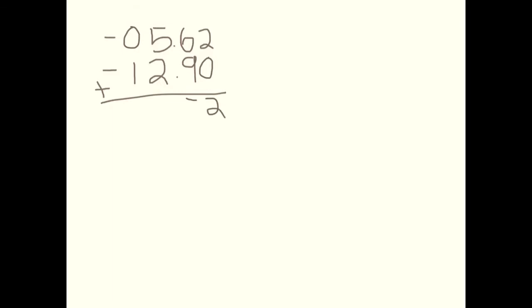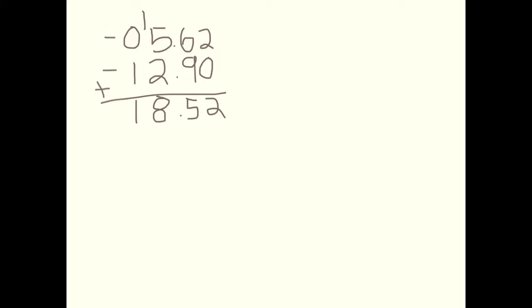9 plus 6 is 15. You would carry the 1. And you always put the decimal straight down. Right? So you put it right here. And then 5 plus 2 plus 1 is 8. And 0 plus 1 is 1. And then don't forget the negative sign right here.